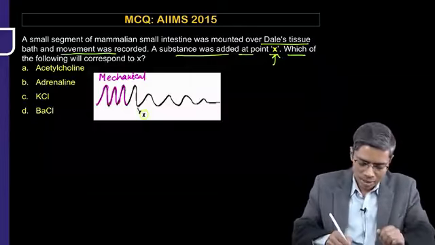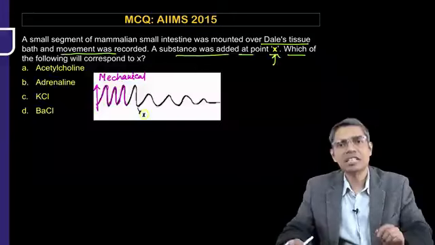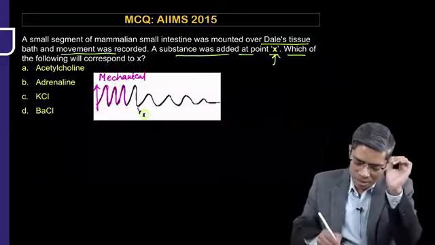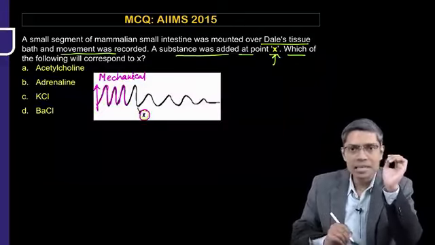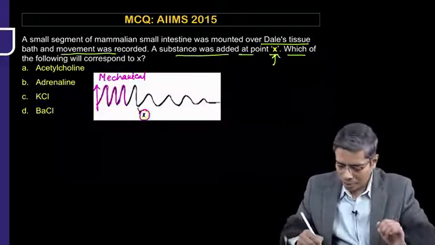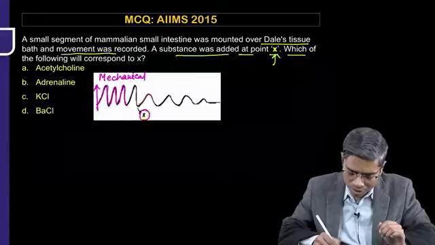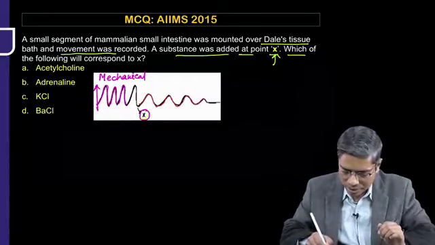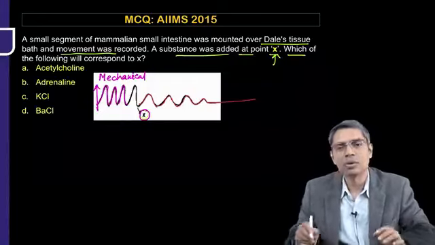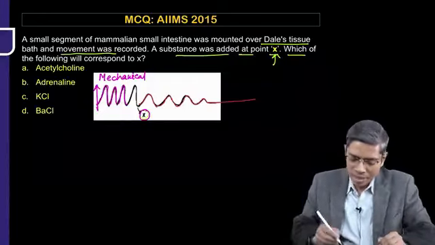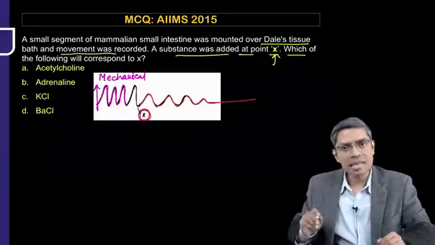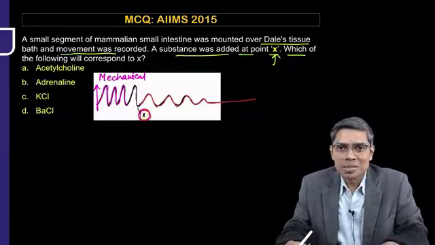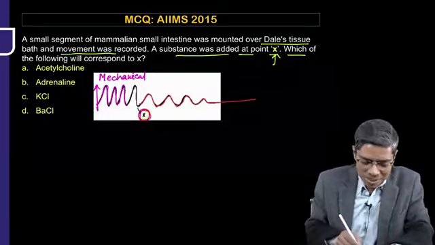So as you can understand, this y-axis is the strength of contraction. So the strength of contraction is very high. But just after giving this substance X, you find that the strength of contraction is decreasing further, and there is no contraction at all. So that way I can understand that this substance X is causing relaxation of the GI smooth muscle. So what will be the substance?